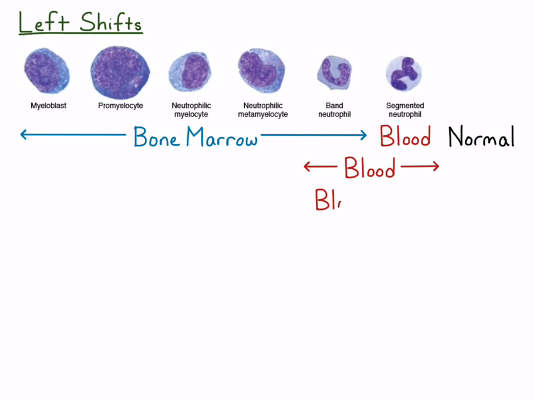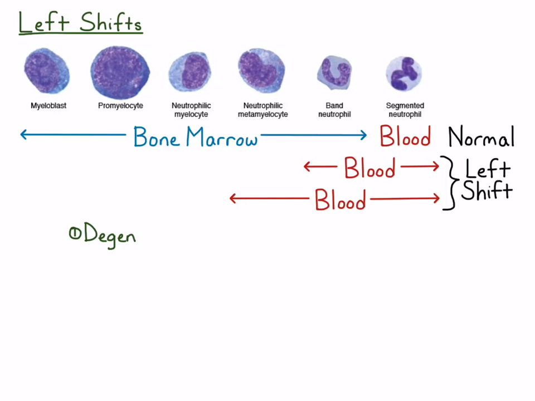However, if there's increased numbers of band neutrophils or earlier stages, neutrophilic metamyelocyte all the way back to myeloblast, that is considered a left shift. Left shift is also known as a shift towards immaturity. There are two types of left shifts. There's a degenerative left shift and a regenerative left shift. And first I'll explain what a degenerative left shift is.